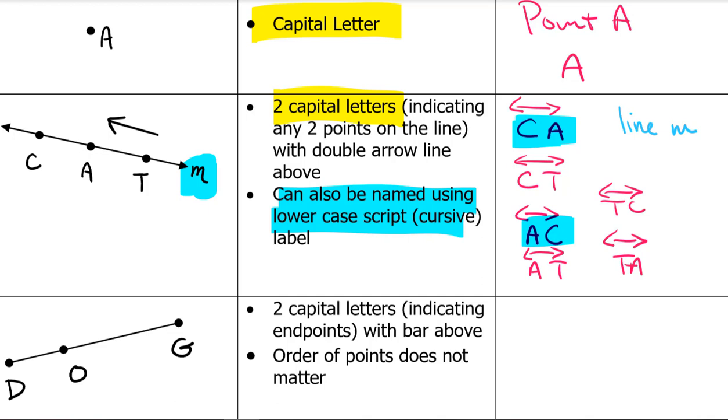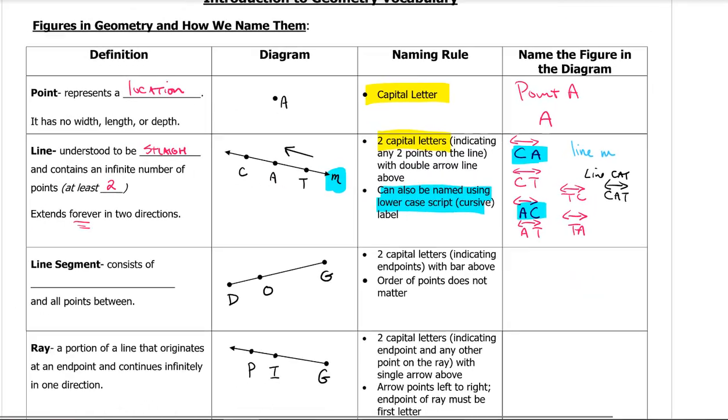Now, careful here. Don't say line CAT, or do something like this. Just put CAT. So you don't want to use 3 letters. 3 letters are reserved for something else. 2 letters are used for lines and also line segments. So more on segments coming up.